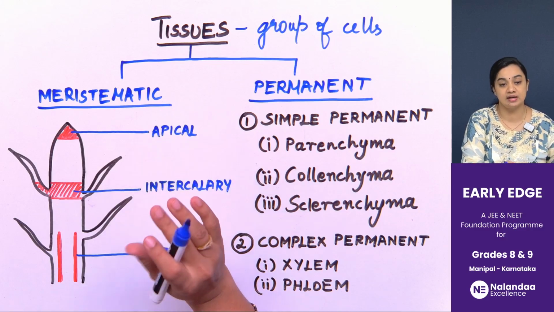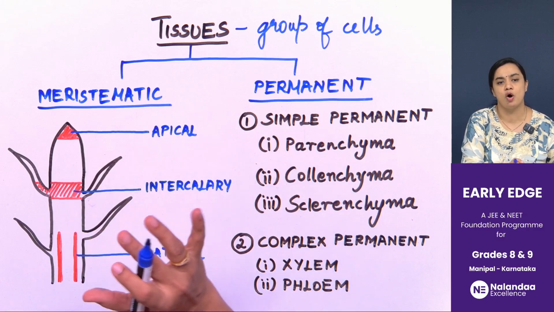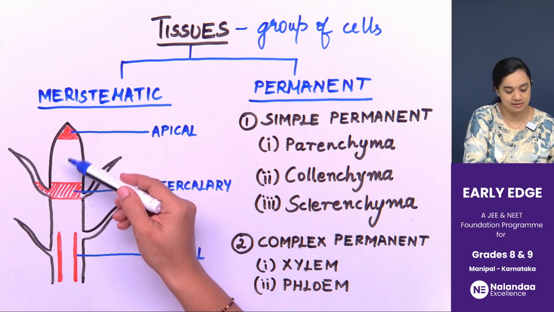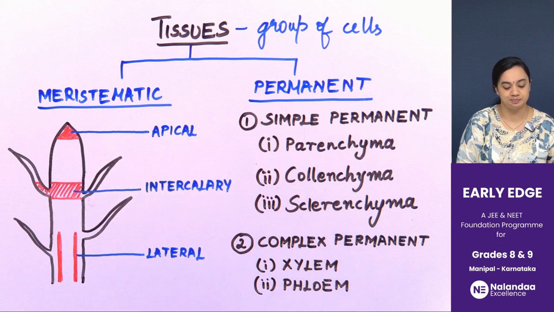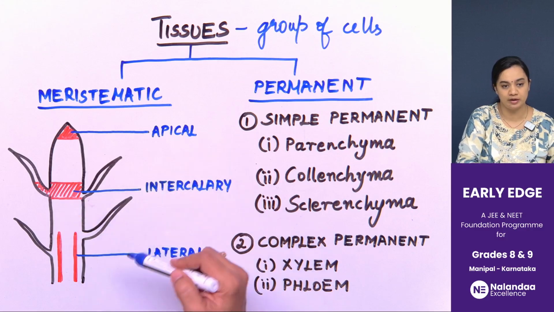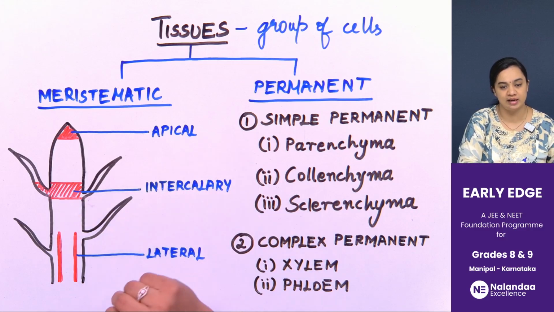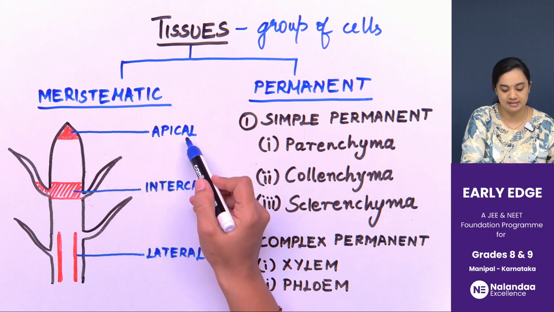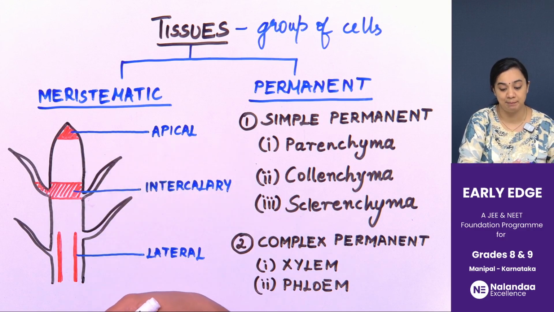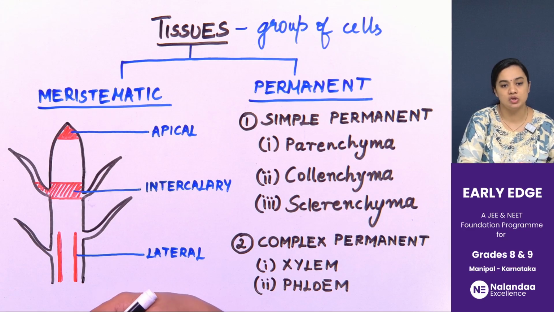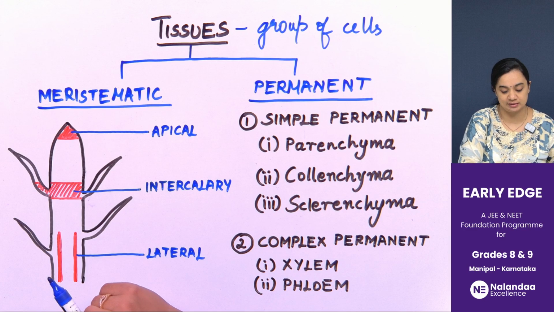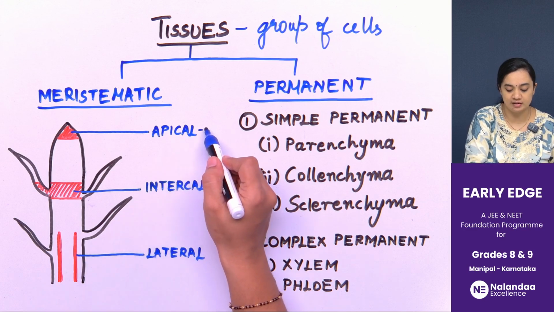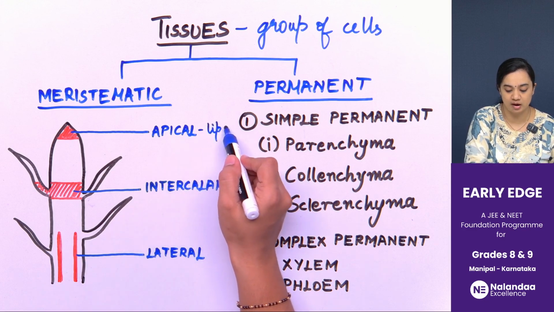Now these are in a continuous state of division, dividing all the time, and they're present in different regions of a plant. So according to their location, there are three different types of meristematic tissues. Okay, the first one is apical meristem. Apical, present at the apex of a plant. Okay, so now in case of apical meristem, they're found at the tips of plants.